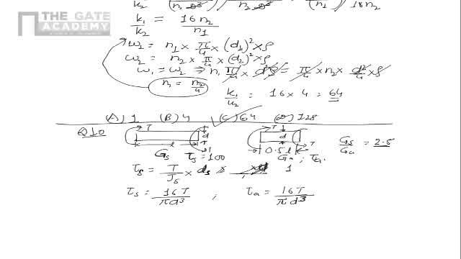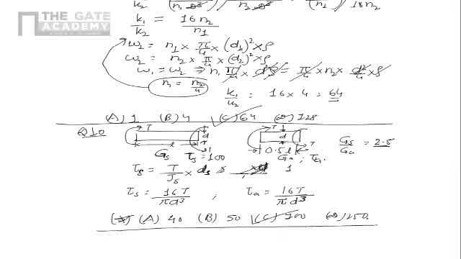So let's see the options which have been provided. Option A is 40, option B is 50, option C is 100, and option D is 250. So obviously option C is the right option. Both steel and aluminum shafts will have the same maximum shear stress, which is equal to 100.